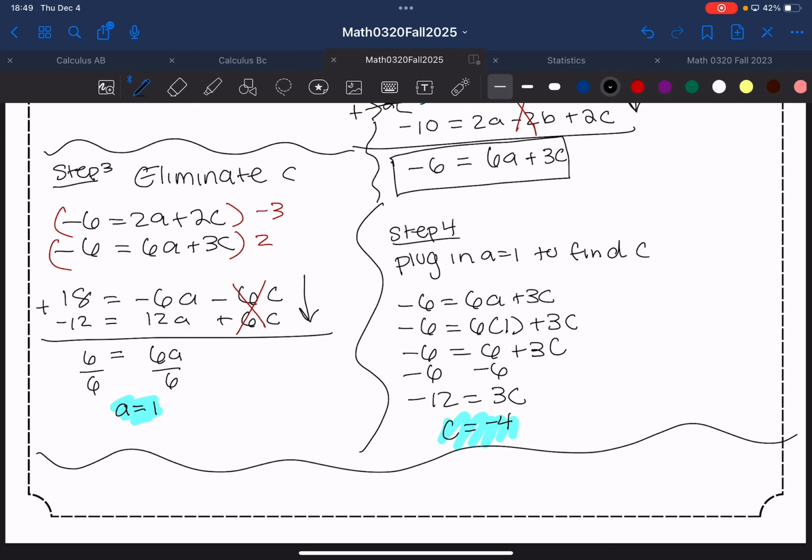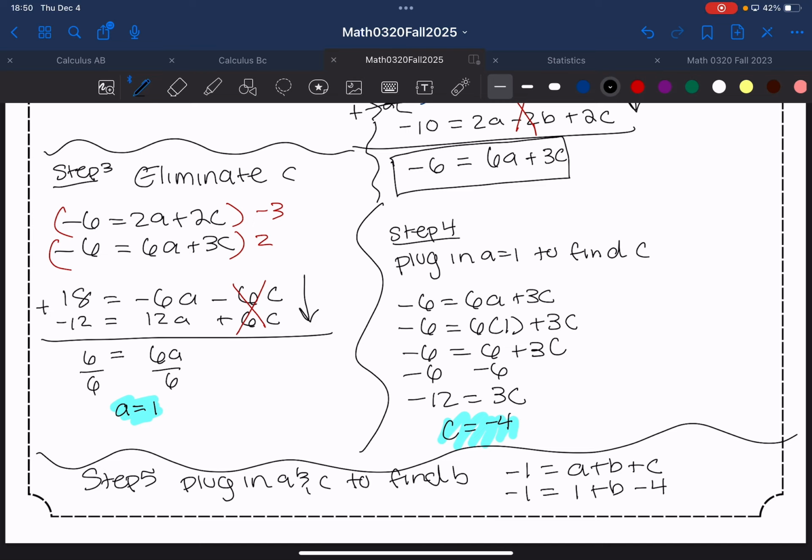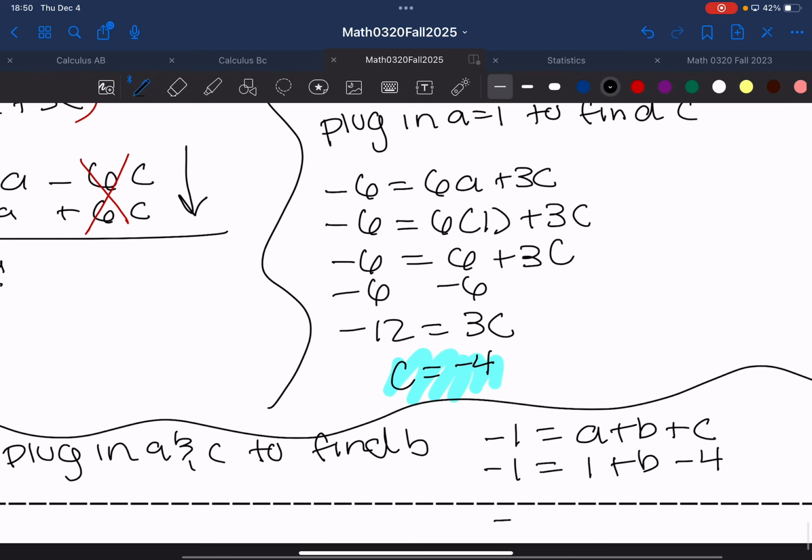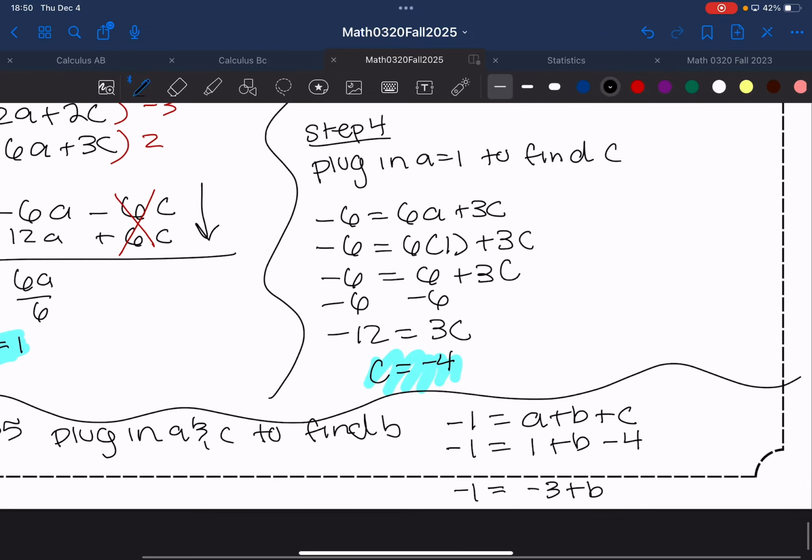Let's see. I'm running out of space too. So step 5 is plug in a and c to find b. This is when I go back to one of my first 3 equations. So the equation that I wrote in red or blue or purple. It doesn't matter which one. I choose one. Okay. So I'm going to go ahead and choose the very first one, the one I wrote in red. So that was negative 1 is equal to a plus b plus c. So I have negative 1 is equal to 1 plus b minus 4, which means I have negative 1 is equal to negative 3 plus b, because 1 minus 4 is negative 3. Add 3 over, so negative 1 plus 3 is 2. So b is equal to 2.